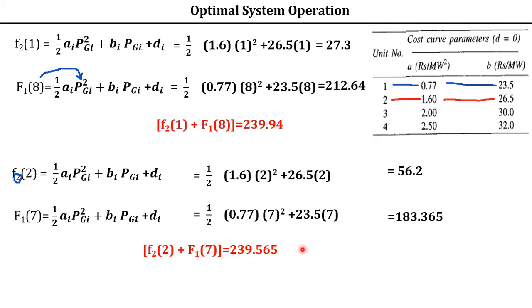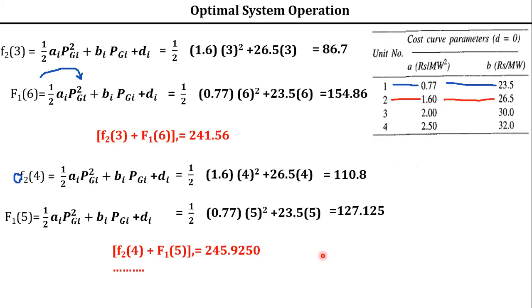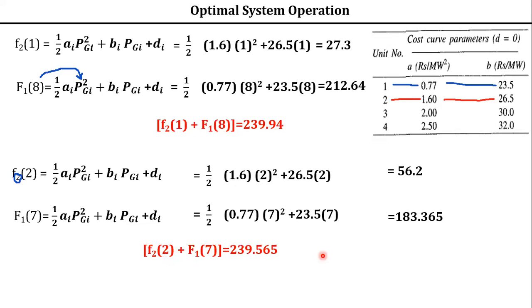Okay. Now the fourth combination. What is the fourth combination? We have to find out. Can you tell me what the fourth combination will be? F2 of 3 plus capital F1 of 4. Understood? So that combination you have to find out. So let us see here. Okay, that animation I have not done. Can anyone calculate and tell me the value?